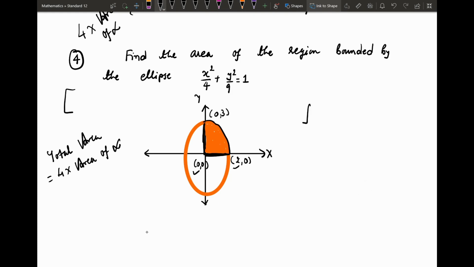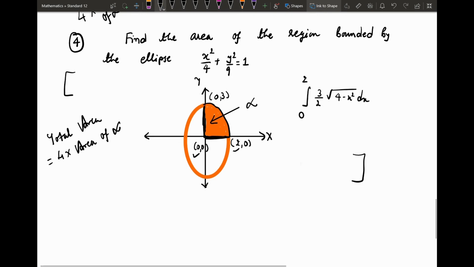limit 0 to 2. From the equation of the ellipse you have to get y as a function of x. So when you get the expression for y, it will be 3 by 2 under root 4 minus x square dx. So you will get the area of this portion. Then you multiply it by 4. So you will get the total area, 4 times alpha.